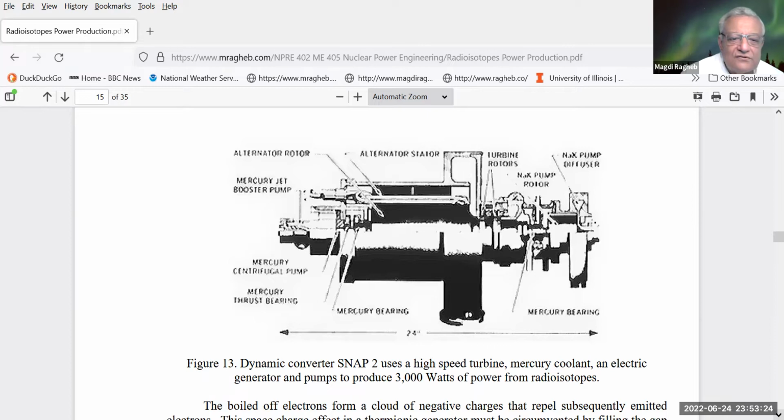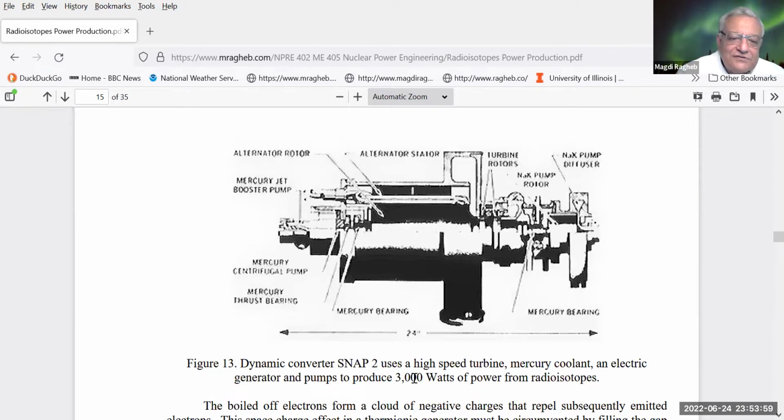but you need kilowatts or thousands of watts? In that case, interestingly enough, a device designated as SNAP-2 has been used. It uses a very simple, high-speed, almost turbine, but it is not a steam turbine. It is a mercury turbine. So you could see here the mercury jet. The mercury in that case is heated by the radioactive isotope, and then the mercury goes and rotates the turbine. The turbine generates your electricity in an electric motor or generator.